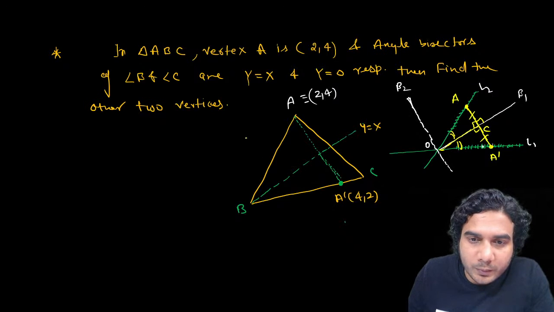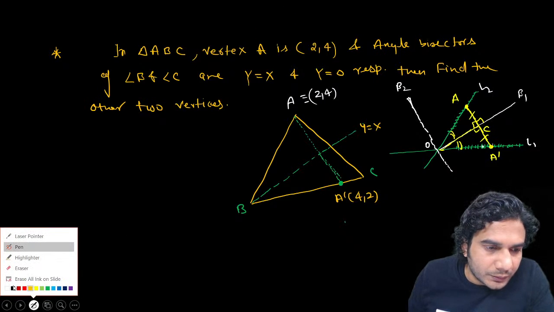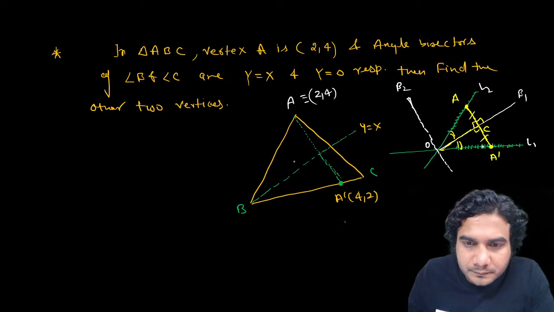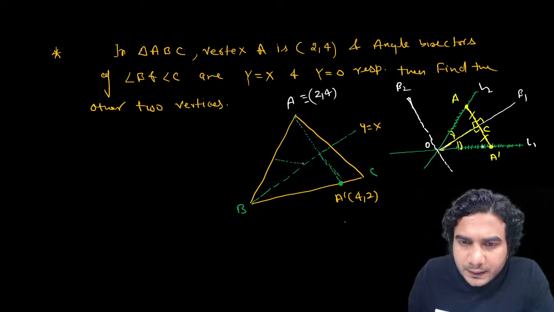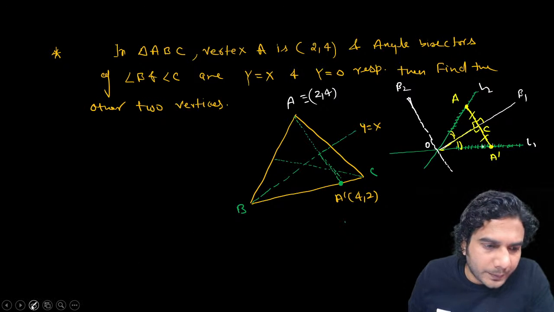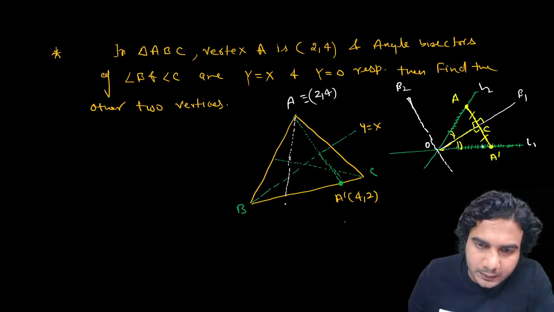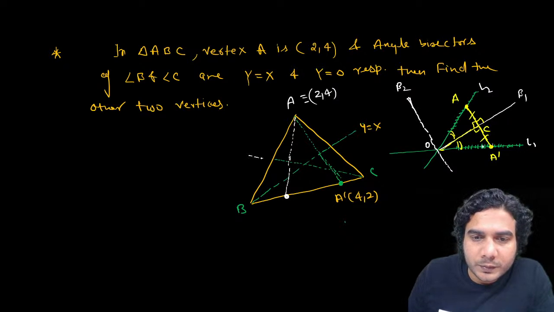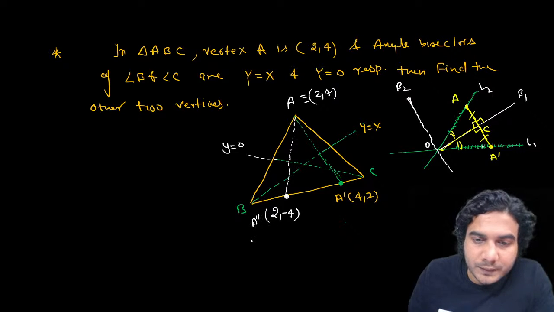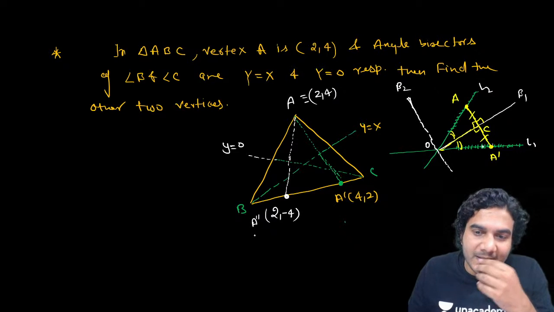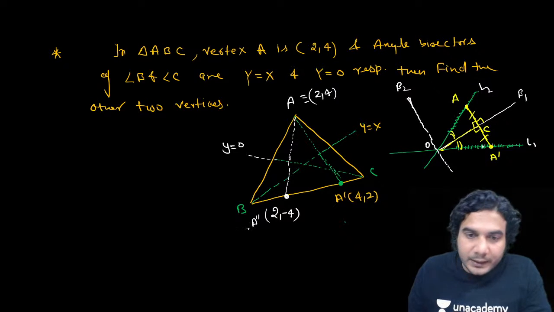Similarly, one more bisector was given, the bisector of angle C. If you draw the bisector of angle C, it is going to be like this. If you take the reflection of A about this bisector, that is again going to lie on BC. This was bisector B2, and its equation was Y is equal to 0, that means the X axis. The image of A about the X axis is (2, -4), say A double dash. Getting it now?